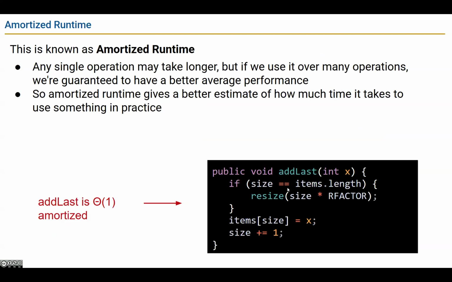This ends up being called amortized runtime. A single operation for this type of array list may take longer than any single one, but if you use it over many operations, you end up getting a guarantee of fast runtime. With this array list, any single operation could take theta n time, but it's impossible to get those theta n operations one after another, after another. Over the course of n total operations, you're only going to get few enough of them that you get a total runtime of theta n. So amortized runtime in this case gives us a better estimate of how much time it will take to use this function in practice.